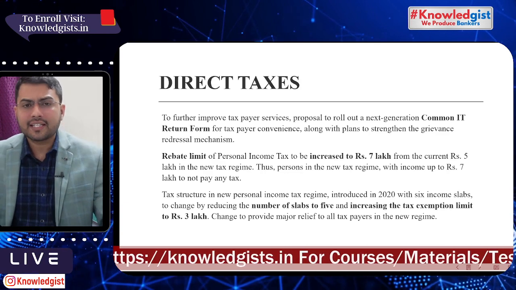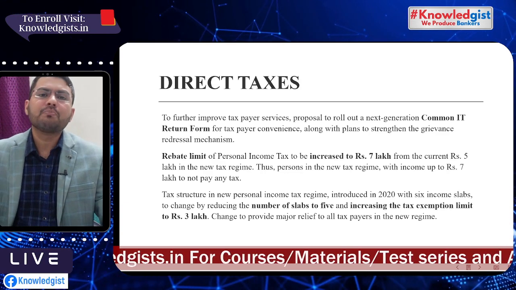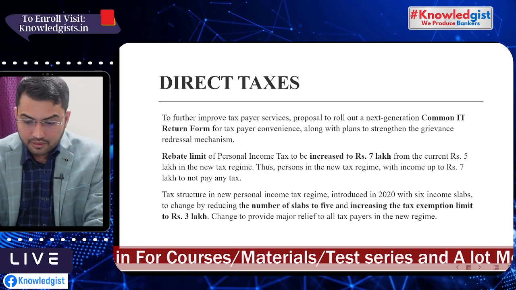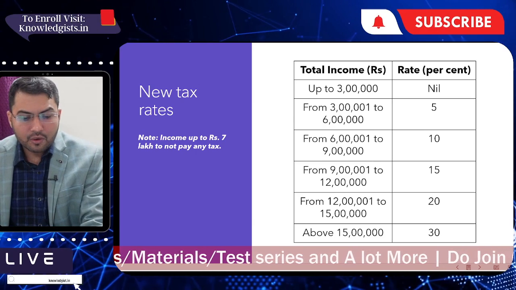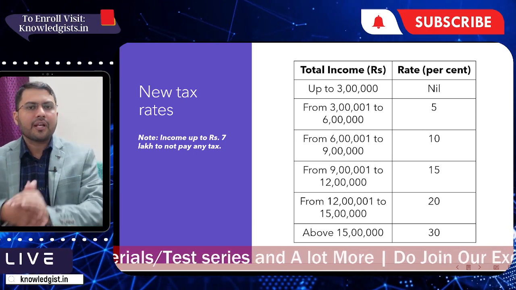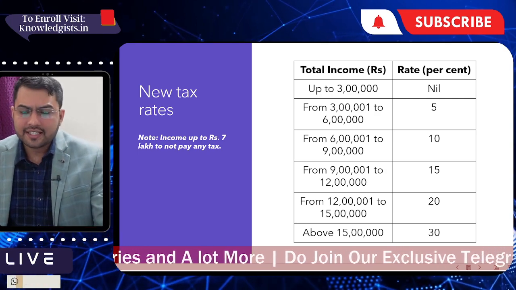In the new tax regime, if your income is up to 7 lakhs, you pay no tax. Okay. And what are the new tax rates? Remember, no tax up to 7 lakhs, but if your income is 10 lakhs, 11 lakhs, 15 lakhs, 30 lakhs, so this is the tax slab.